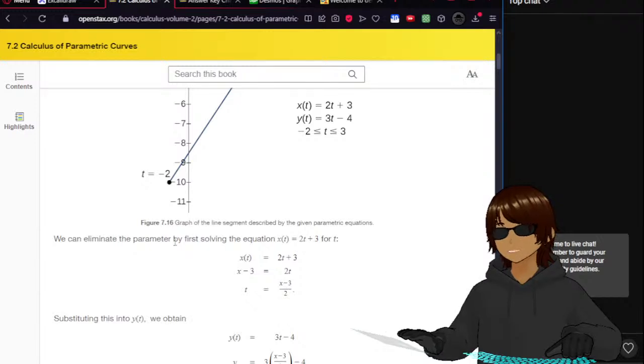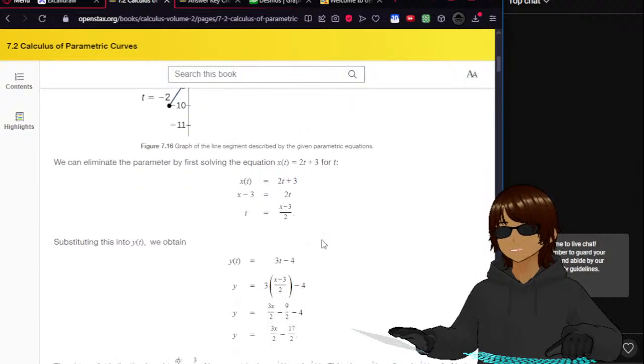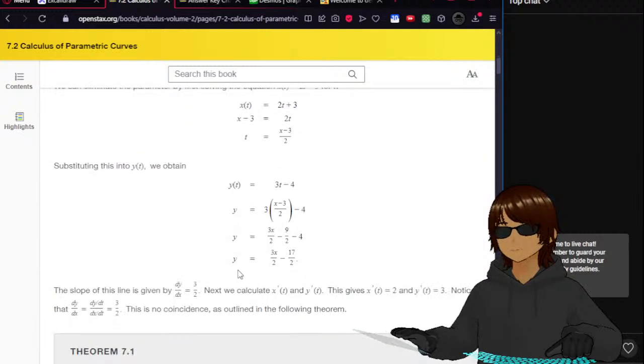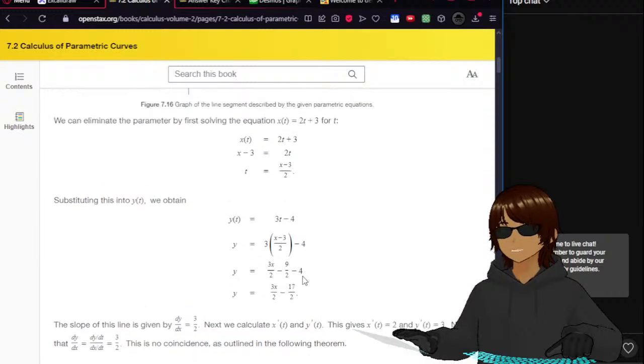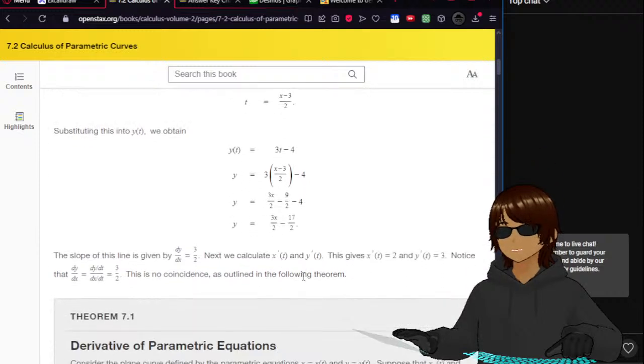We can eliminate the parameter by first solving the equation x is equal to 2t plus 3 for t, and then we are left with this: y is equal to 3x over 2 minus 17 over 2.